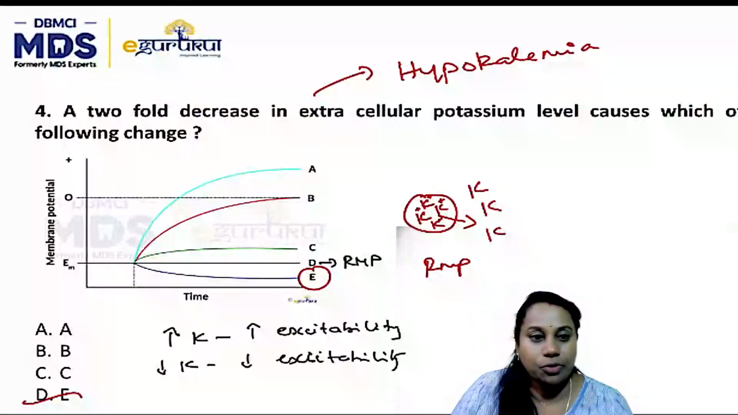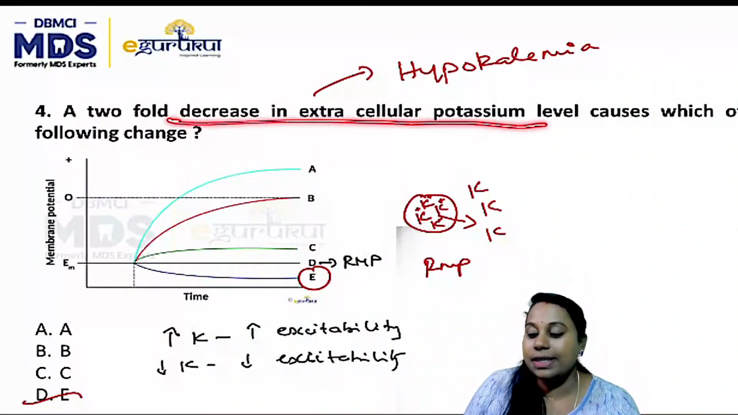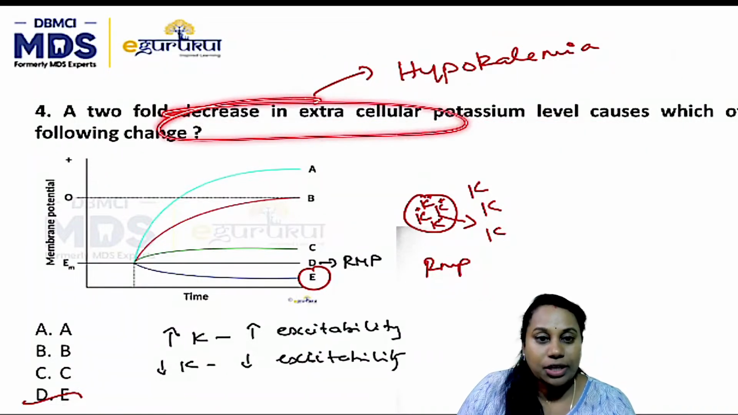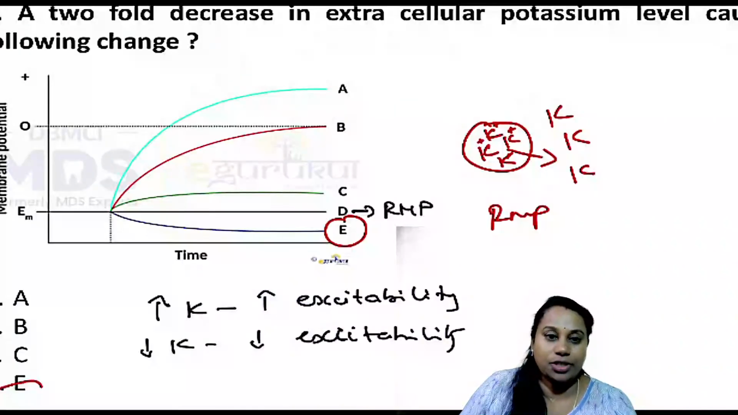Over to question number 4. A twofold decrease in extracellular potassium level causes which of the following? What is a decrease in potassium? That's called hypokalemia. What is the effect of potassium?